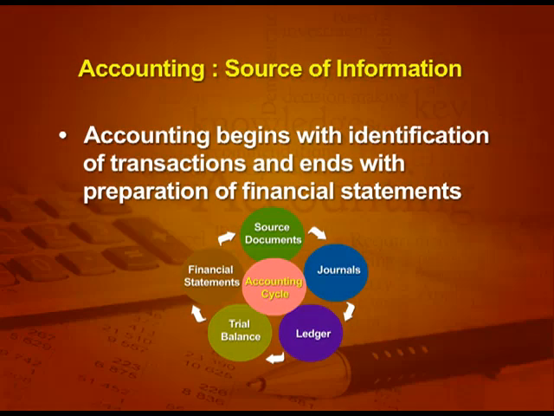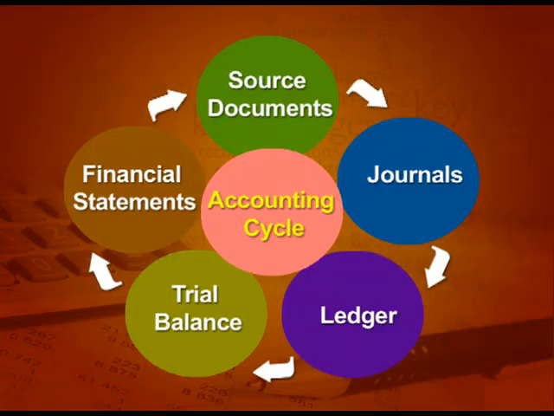How does it have a source? Because accounting begins with identification of the transaction and ends with the preparation of financial statements. And in between, what happens? We have identified the transaction, and then we record it in the journal, then we make the ledger, then we make final accounts, and in the end the final product is ready for communication. So, we start with identification and end with financial statements, that is trading account, P&L account, balance sheet and cash flow.